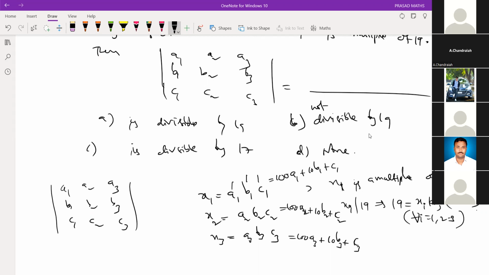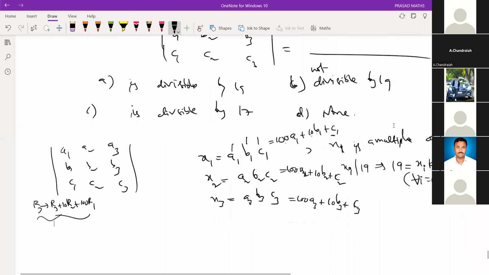See, actually what do we want here? C1 is there as it is. At B1 we got 10, at A1 we got 100. Now what you do is R3 plus 10 into R2, plus 100 into R1.